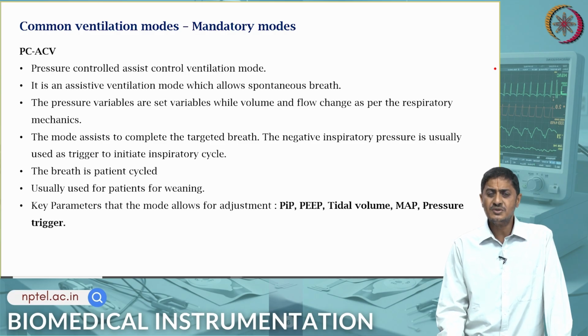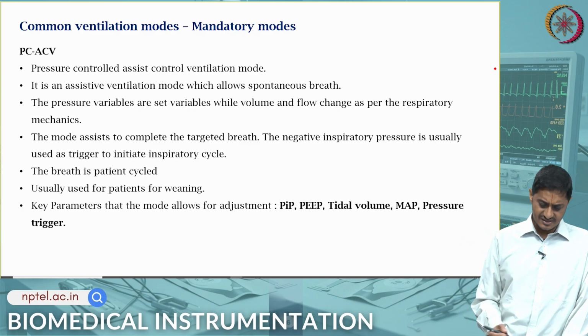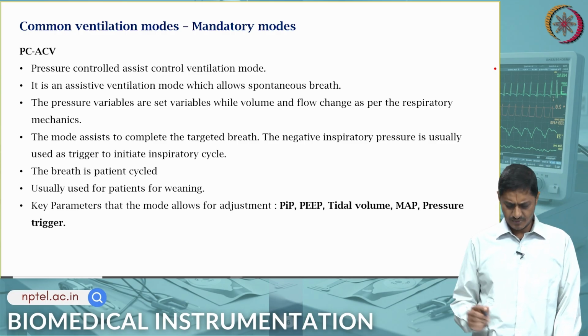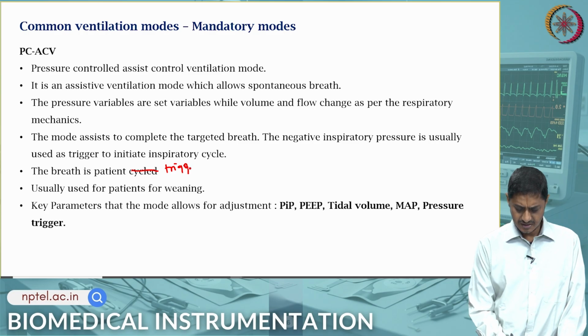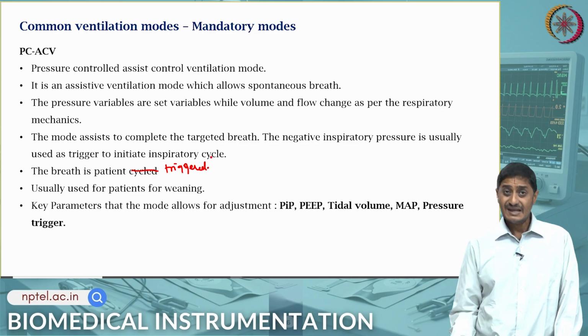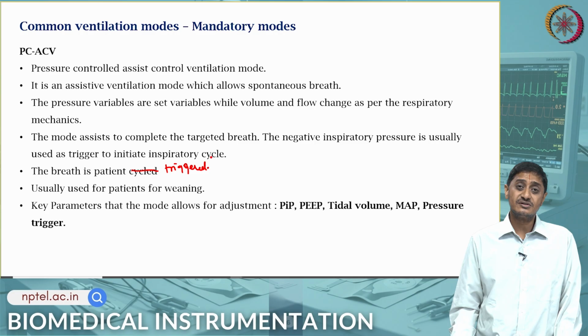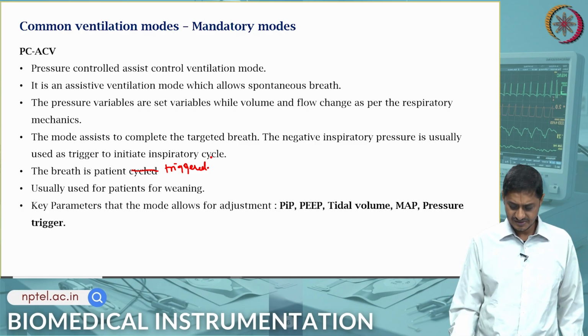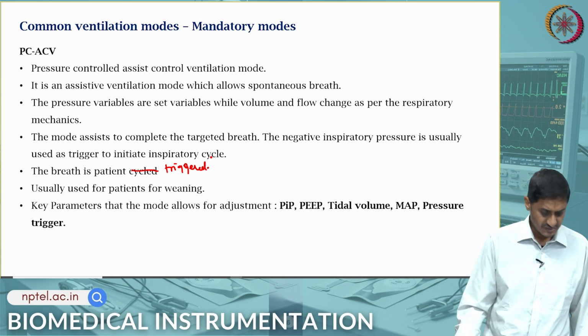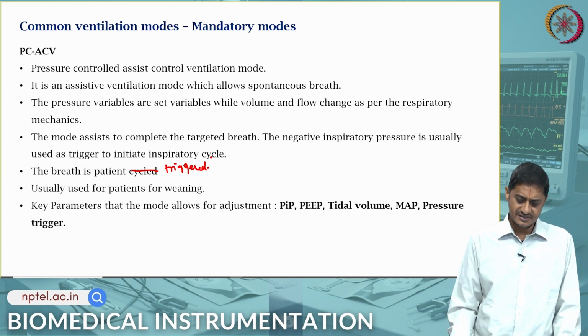Usually it is the negative inspiratory pressure that is used to initiate the inspiratory cycle. Saying the breath is patient cycled is actually a misnomer; it is actually patient triggered. This is quite often used to wean patients from the ventilators, and these are the key parameters used for adjustments. This represents essentially a paradigm shift that allows interaction with the patient.